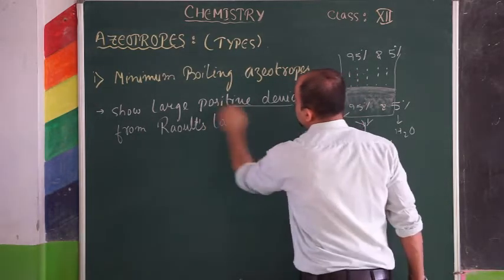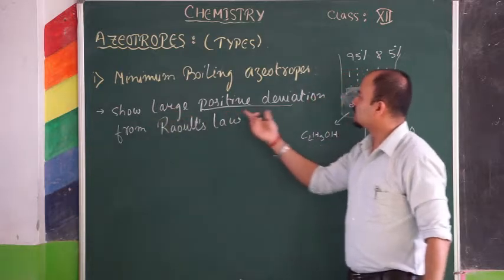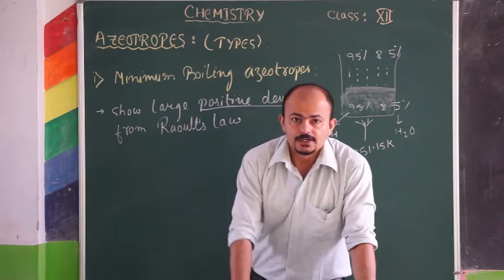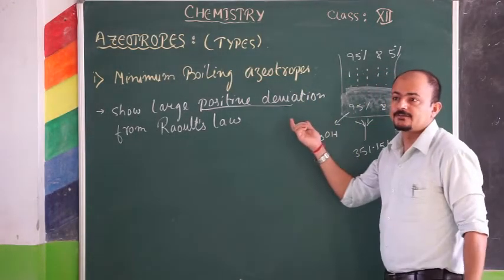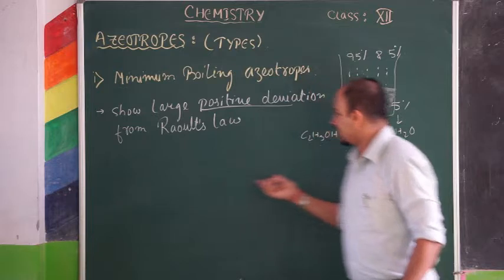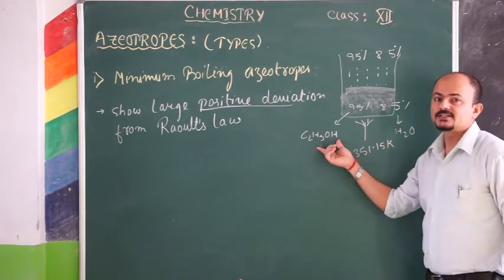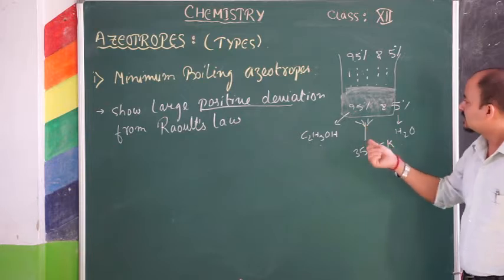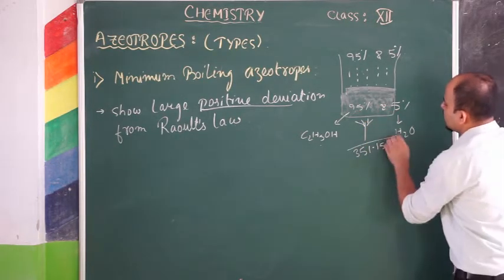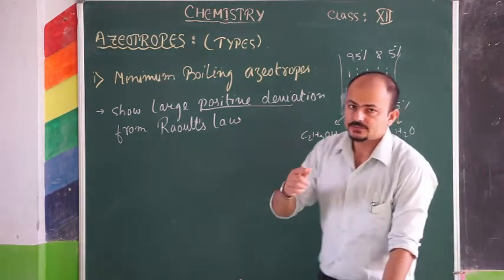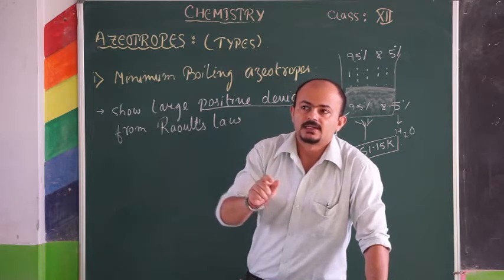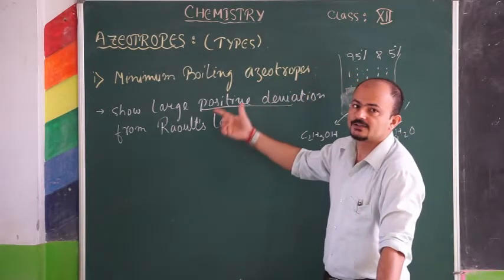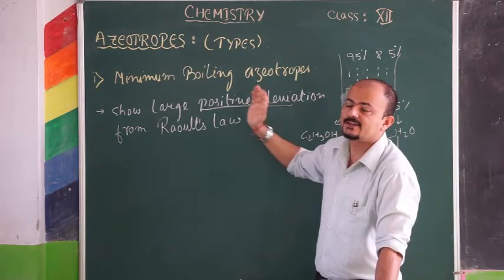So you have to remember this: minimum boiling azeotropes are those liquids which show large positive deviation from Raoult's law. This mixture of liquids, the azeotrope, will have its boiling point below that of either pure liquid. Like in the case of ethyl alcohol and water: ethyl alcohol boils at 351.5 Kelvin and water at 373 Kelvin, but the mixture at this particular composition starts boiling at a lower temperature. That means the boiling point of this azeotrope is lower than the pure components. One more thing to remember is that since they show positive deviation from Raoult's law, the vapor pressure will be higher than that of any pure component.